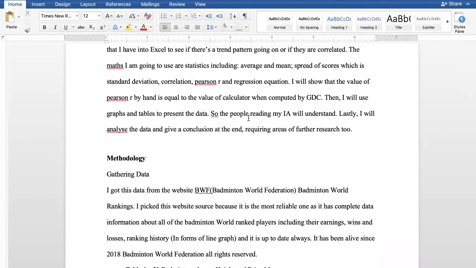What is missing is that you have not put the usefulness of your IA to your reader. What you put here, so the people reading my IA will understand. Then you have to explain what the reader will understand. Do you get it?